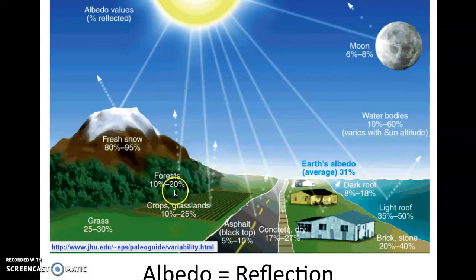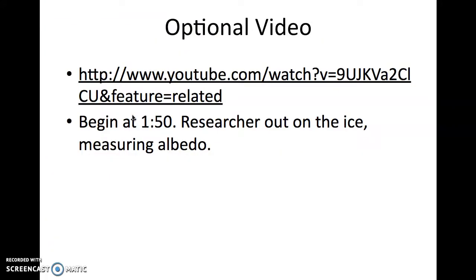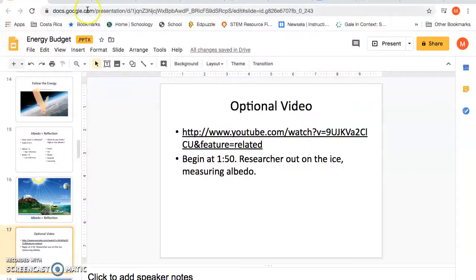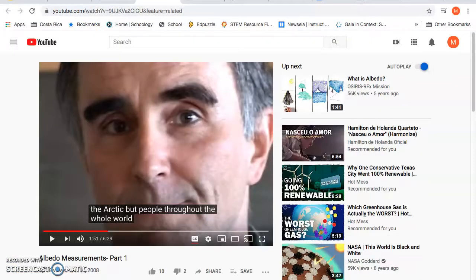Let's look at forests and crops. Those usually absorb a lot of heat, so they don't reflect a lot back, and that's because they use it for photosynthesis. What I really like to focus on is snow and ice, because those reflect a lot of heat. They're really important when we're thinking of Earth's albedo, because they reflect a lot of heat back to outer space. I'm going to show you a video of a scientist actually measuring albedo.